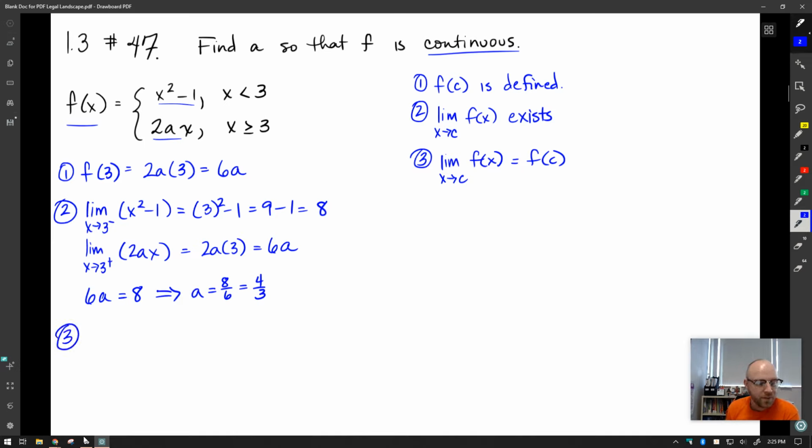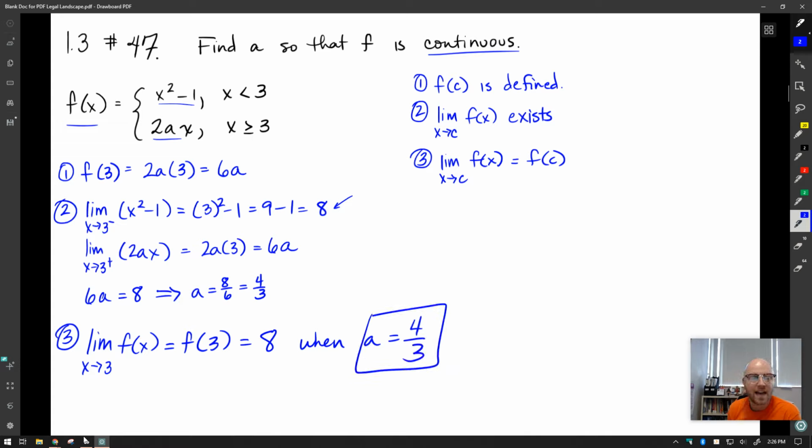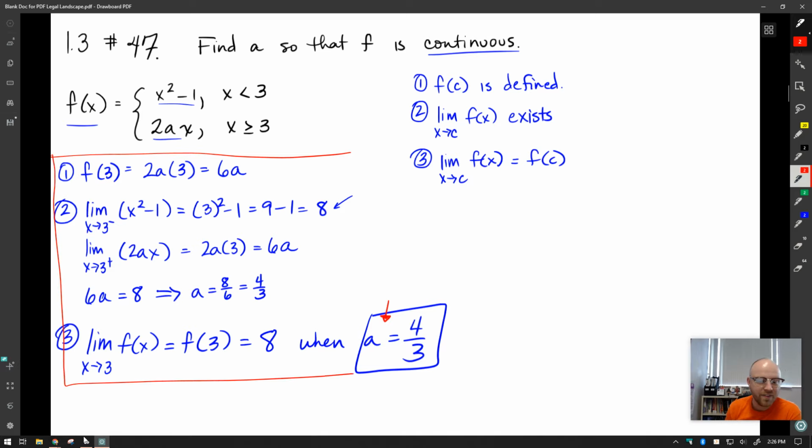So finally, for number 3, the limit as x approaches 3 two-sided of our piecewise defined function f of x is equal to f of 3, and both of those values are equal to 8. When you multiply 6 by 4/3, you get 8. So we're equal to 8 when a is equal to 4/3. So there's our answer to 1.3. And really, even though we found what we were asked for, a is 4/3, the answer itself uses the full definition of continuity to be a complete good result.